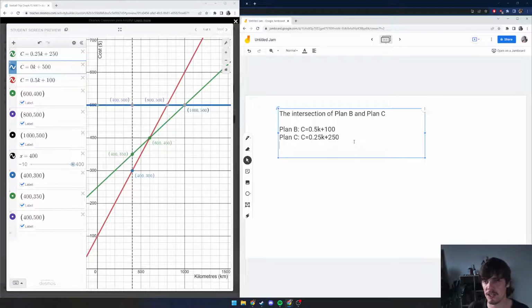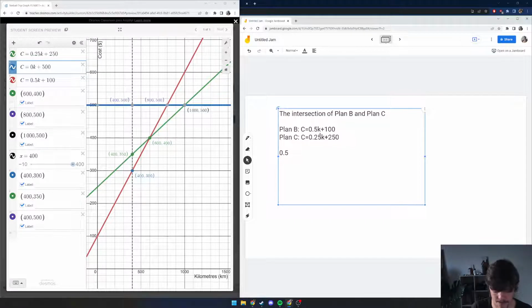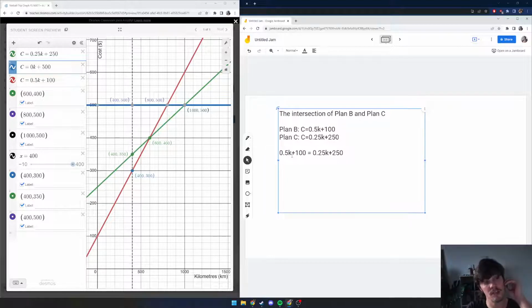Okay, so we're going to use simultaneous equations to solve this. Now, the trick here is that C is equal to C, so you can just put these things equal to each other. I'm going to substitute this C, which I know is equal to this equation, because I also know that this C is equal to this equation, so I can just put them equal to each other. So 0.5k plus 100 is equal to 0.25k plus 250.